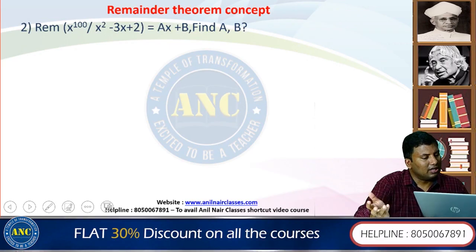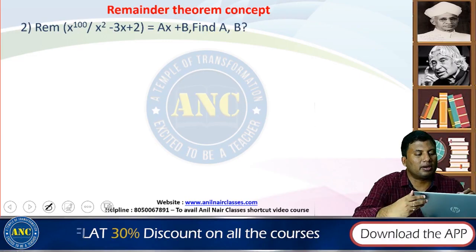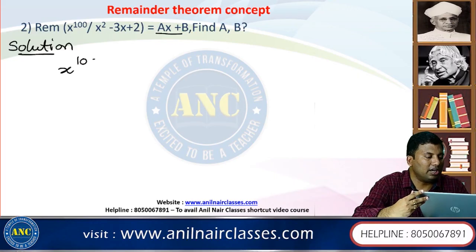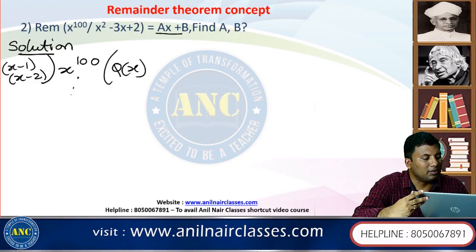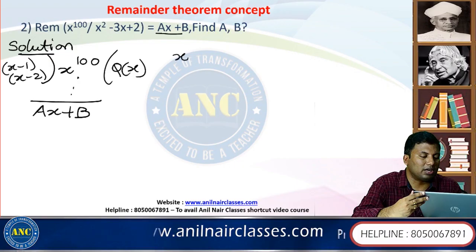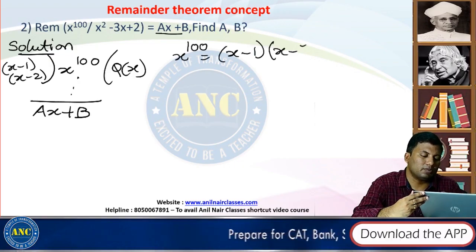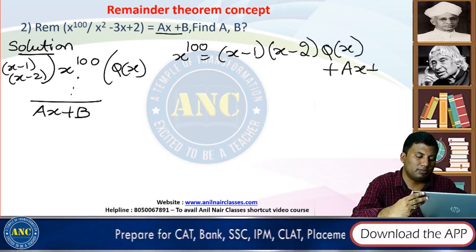Second one. Another same model. The best thing about this question is, already he gave in the question that the remainder is ax plus b. So just now we discussed the solution. x power 100 is divided by x minus 1 into x minus 2. I don't know what q of x is, but I know that the remainder is ax plus b. So dividend is nothing but divisor into quotient: x minus 1, x minus 2 into q of x plus ax plus b.